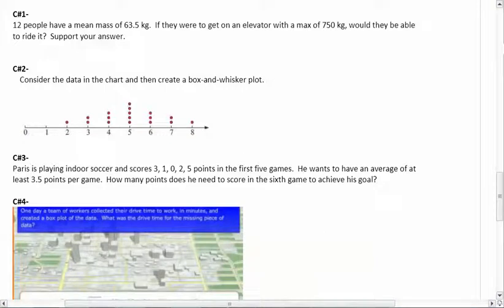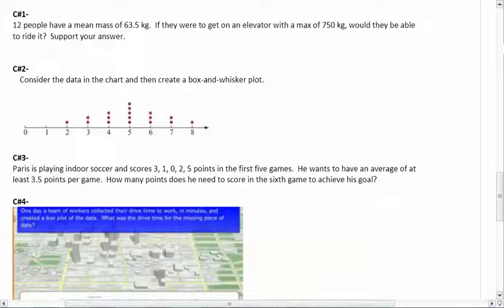Alright guys, so we're going to take a few minutes and try to work through some of these questions that were kind of challenge questions with our statistics. So we're going to start with challenge number 1. It says 12 people have a mean mass of 63.5 kilograms. If they were to get on an elevator with a max of 750 kilograms, would they be able to ride it? Support your answer.